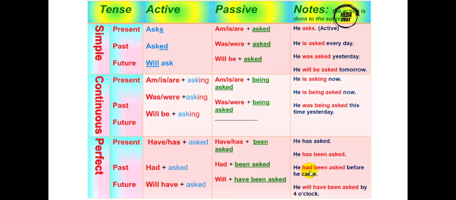It becomes he had been asked. If it's the future, I have will and have. They remain the same, will and have, but I add the participle of be and the participle of ask. He will have been asked.